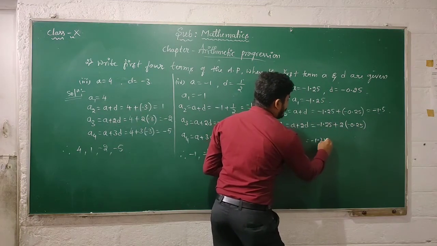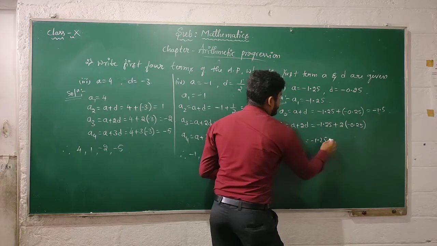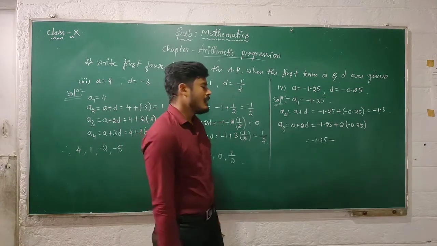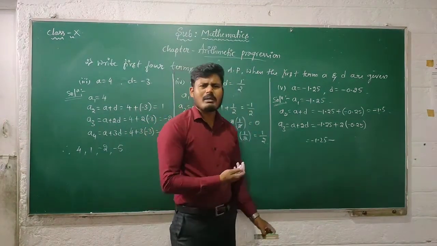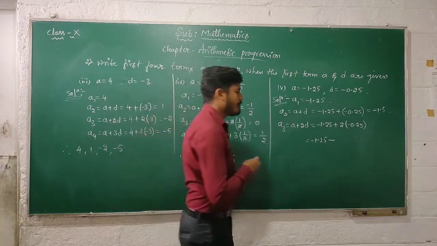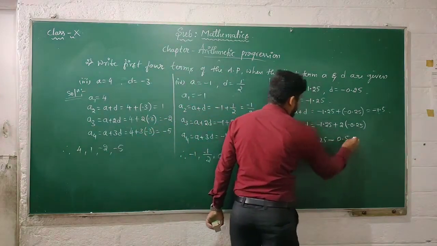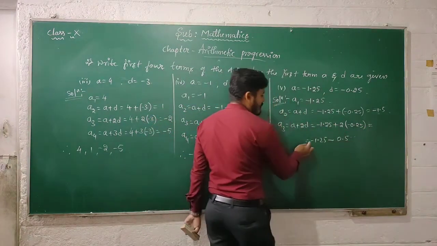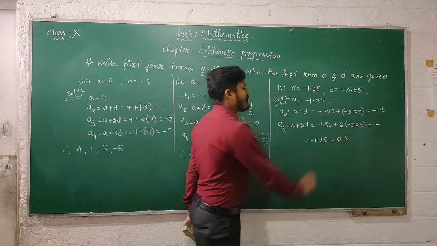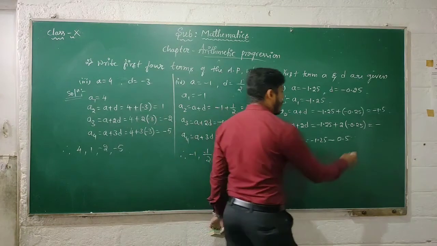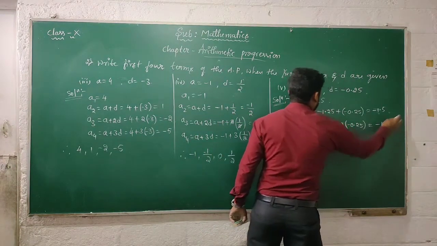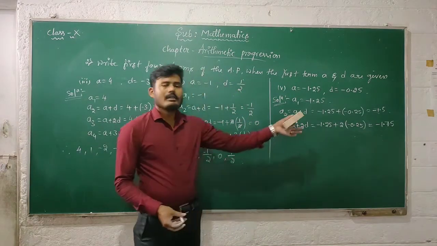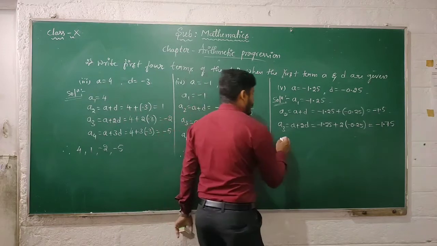So minus 1.25 plus minus 2 into 0.25. So 2 into 0.25 is nothing but 0.5. Then what is the sum of these two? This is equal to minus 1.25 plus 0.5, which is minus 0.75. You should find out or simplify this kind of decimal expansions on your own.